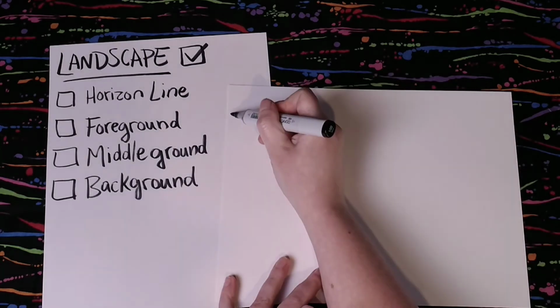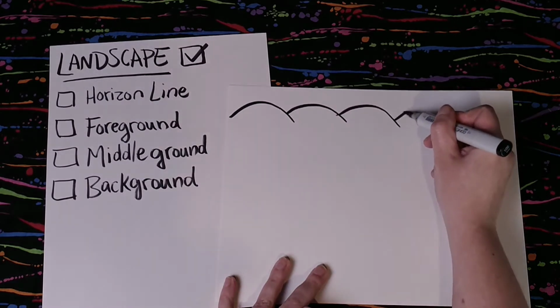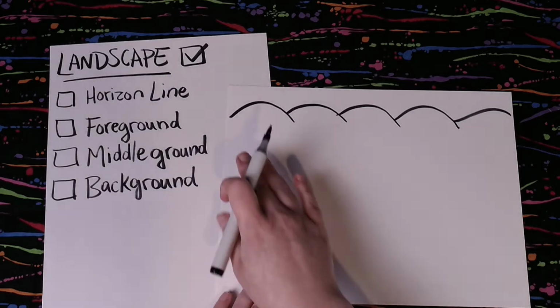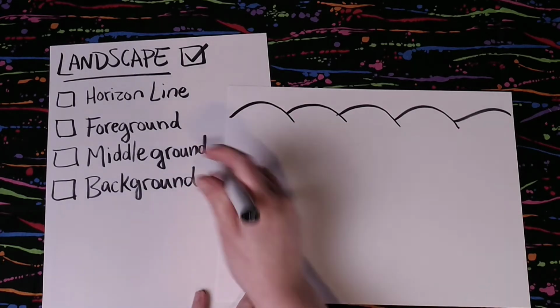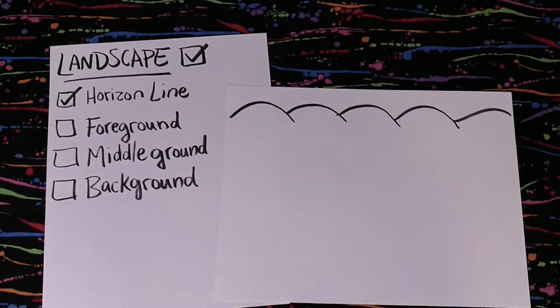For me, I think I'm going to do bumpy so that it kind of looks like hills way far in the distance. So there we go. I've got my horizon line showing the difference between the sky and the ground, so I'm going to check that off. The next part of it says the foreground.